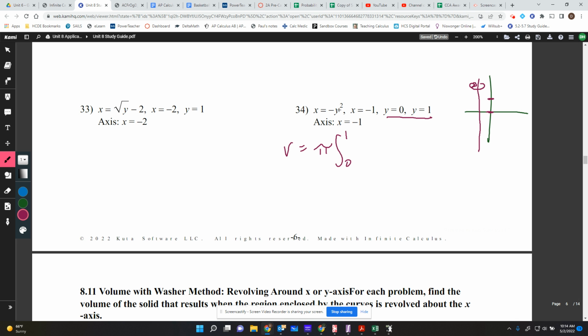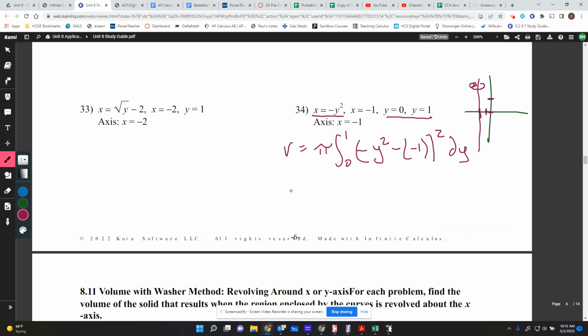And so I'm just going to see in between which is bigger. So if I do a half again, a half squared is a fourth. Negative a fourth is bigger than negative 1. Negative 1 over here, negative a fourth over here. So that tells me that in this range, this is the bigger one. So I do negative y squared minus negative 1, squared, dy.